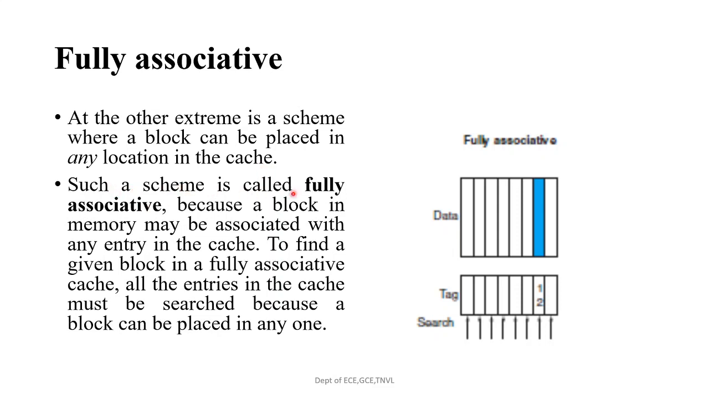Such a scheme is called fully associative because a block in memory may be associated with any entry in the cache. To find a given block in a fully associative cache, all the entries in the cache must be searched, because a block can be placed in any one. But in direct mapping, if we want to search, we can just search a particular location according to the least significant bits of the memory address, according to the size we calculated.